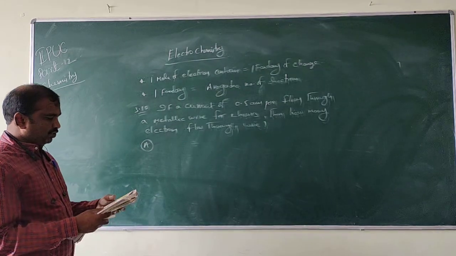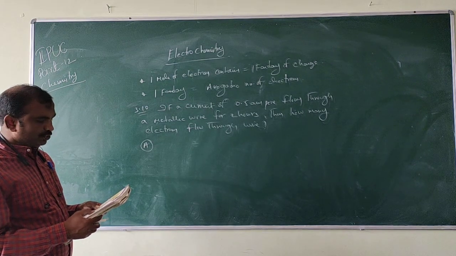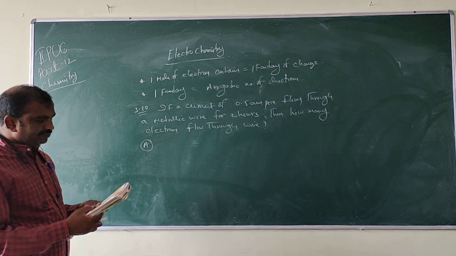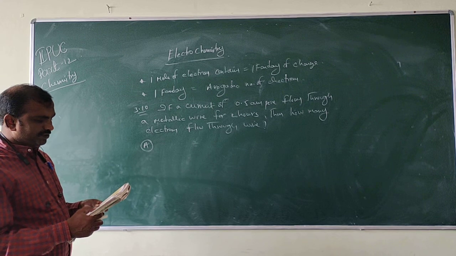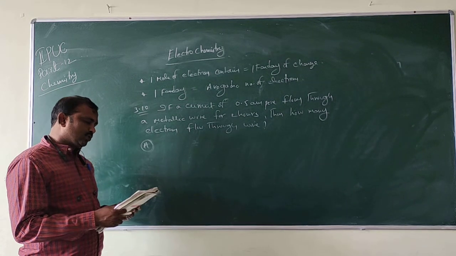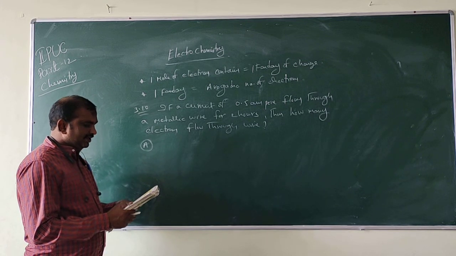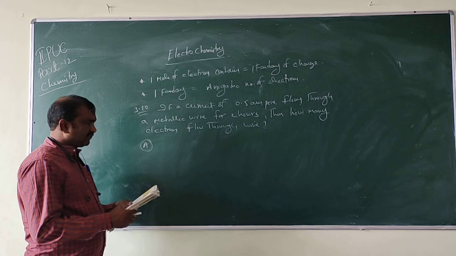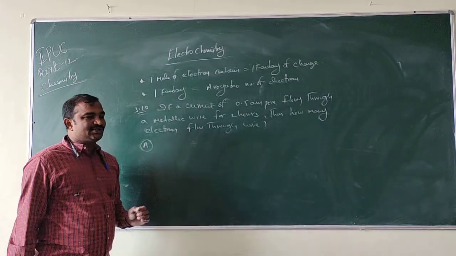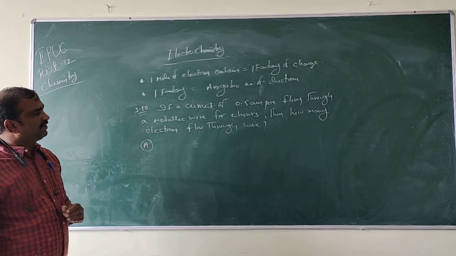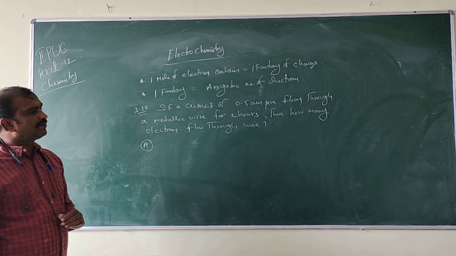So if a current of 0.5 ampere flows through a metallic wire for 2 hours, how many electrons would flow through the wire? That is the question. You have to calculate how many electrons. A current of 0.5 ampere is given, flowing through a metallic wire for 2 hours.